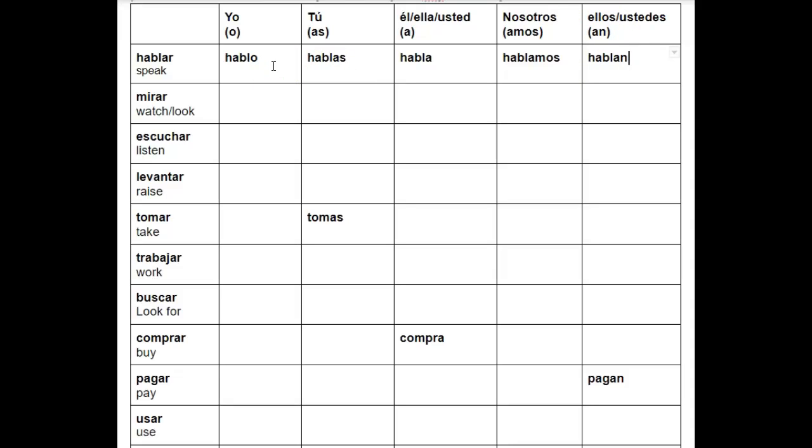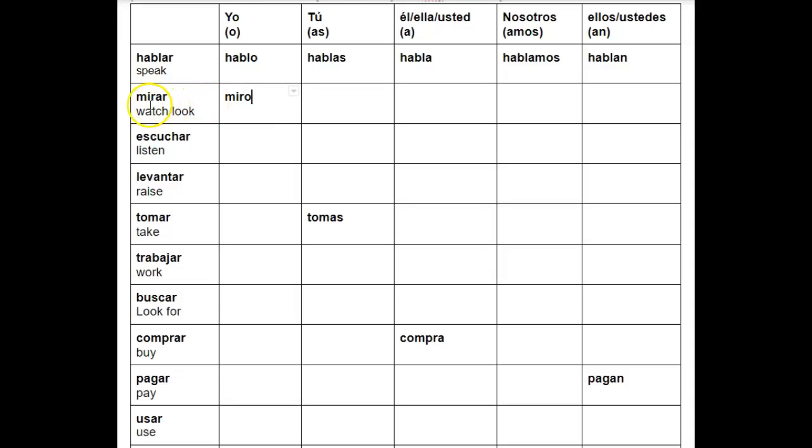So we also did a lot of examples this week. You could say, yo hablo en la clase. Tú hablas inglés. Ella habla español. Ellos hablan mucho. So as you filled out the chart, you saw the same pattern. It repeats. It does not change for these AR. There's only a few that change, but we'll go over those later.